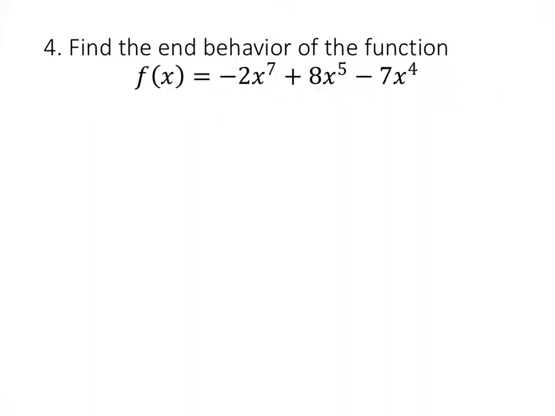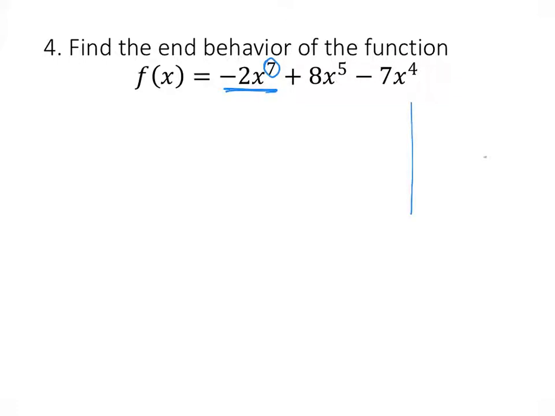All right, now we have end behavior of a polynomial. And the key observation here is that whatever the leading term of this polynomial is going to dominate the end behavior. So in other words, for the purposes of end behavior, we can ignore everything except the leading term. All right, so what's the leading term of this polynomial? Well, the leading term is the term with the highest power of x, and in this case, that's the x to the seventh. So what we're really asking ourselves is, what's the end behavior of negative 2x to the seventh?